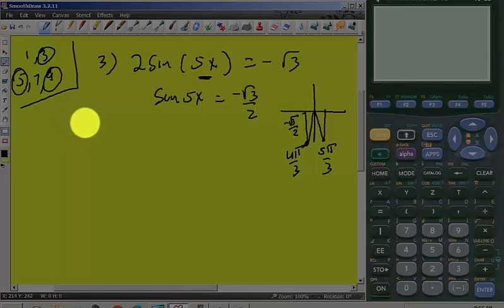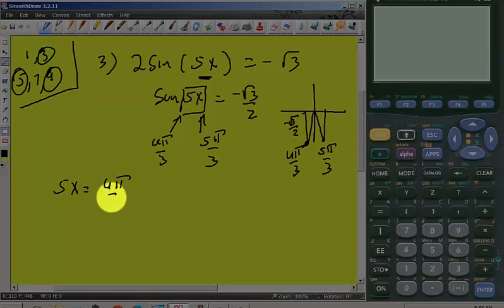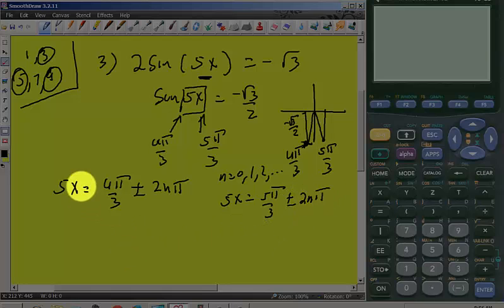But here's the problem. This box right there could either be 4 pi thirds or 5 pi thirds. So my 5x is equal to 4 pi thirds. Because I'm going around the circle forever and ever, I don't have a domain restriction. I have to write this as plus or minus 2n pi. My n is equal to 0, 1, 2, dot, dot, dot. And then I also write 5x is equal to 5 pi thirds plus or minus 2n pi. Okay, I'm solving for x. I've got to divide everything by 5. X is equal to 4 pi over 15 plus or minus 2n pi over 5.